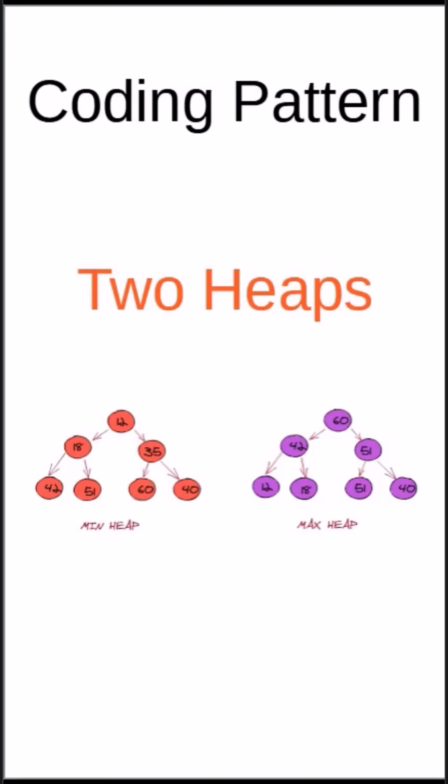Today we will discuss the two heap pattern. This pattern is a clever strategy for efficiently managing data by maintaining two heaps. Here's how it works. We use two heaps, one max heap and one min heap, to store and balance data as needed. Let us dive into a quick example in Java.